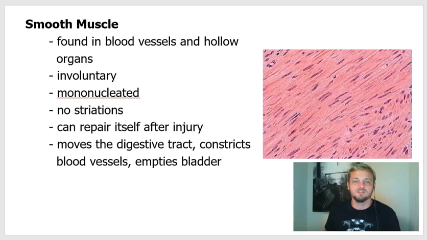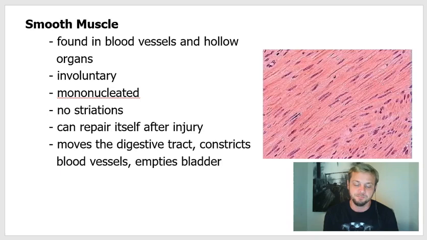The next one is going to be smooth muscle. If you look at it, there are no striations here, no bandings. You can see this muscle cell right here. It's mononucleated, so only one nucleus per muscle cell. You're going to find this lining hollow organs, including your blood vessels.